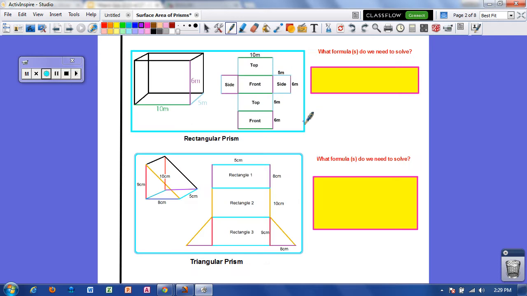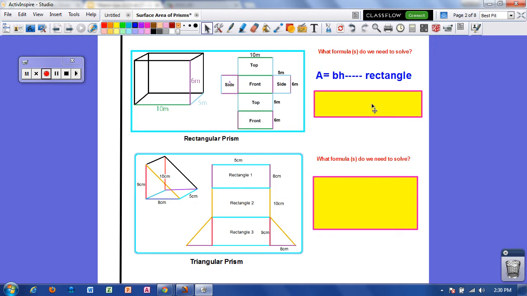Okay, so whenever we find surface area, we really need to think about the shapes that make up that 3D figure. So if we take this rectangular prism and lay it out, and we have this net, we see that we only have rectangles. If we only have rectangles, that means to find the area of each one, we need to use area equals base times height.